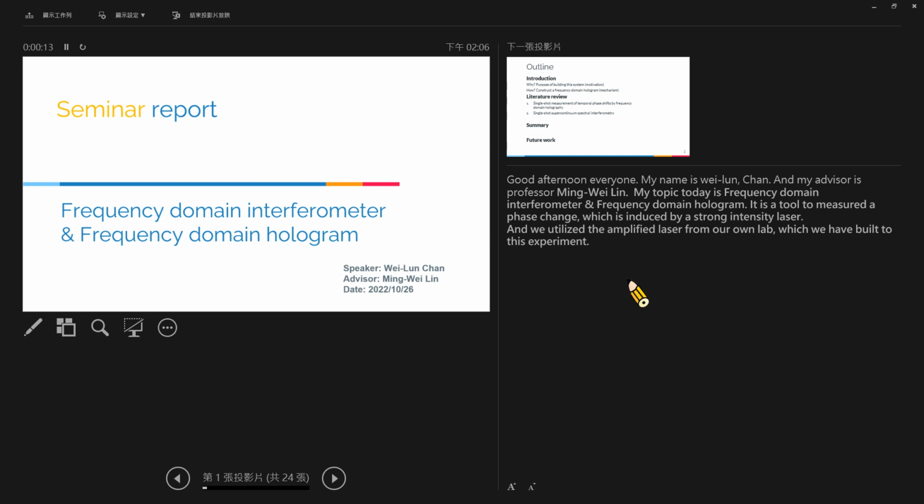Good afternoon, everyone. My name is William Chen, and my advisor is Professor Mingwei Lin. My topic today is frequency domain interferometer and frequency domain hologram. It is a tool to measure a phase change, which is induced by a strong intensity laser. And we will utilize our own amplified laser, which we built in our lab, to do this experiment.